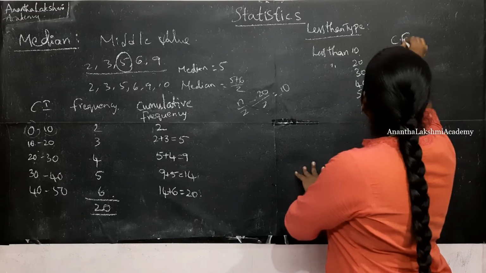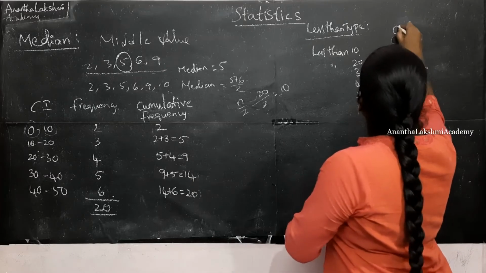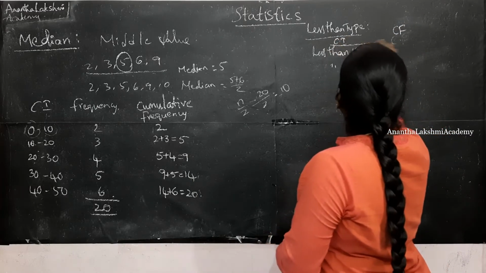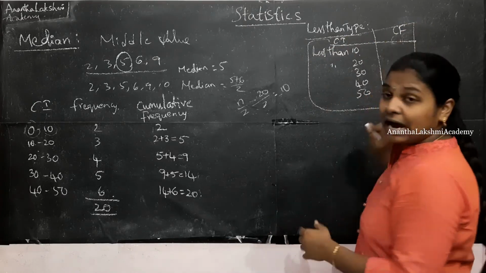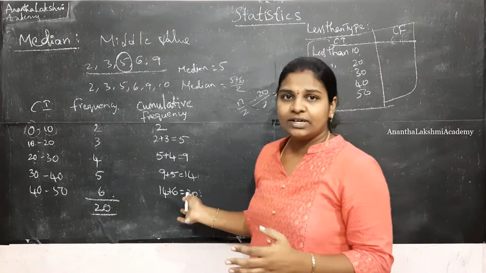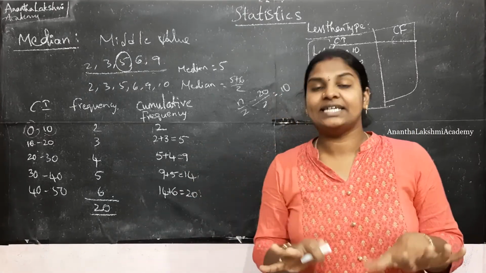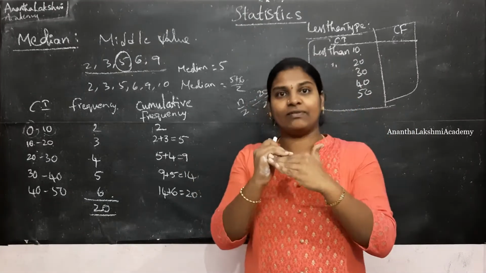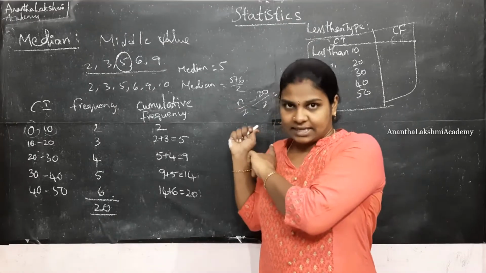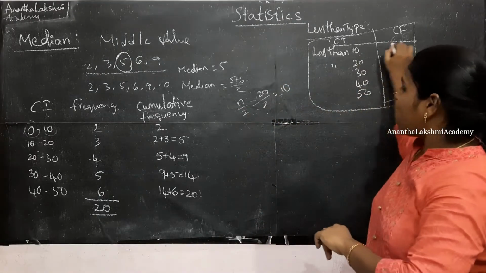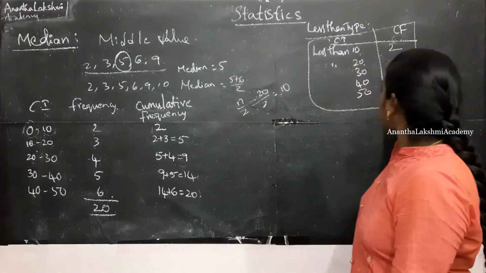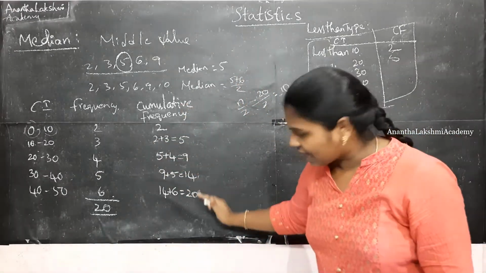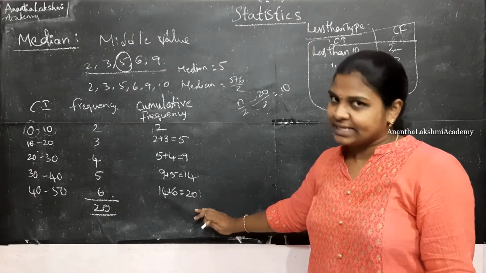The cumulative frequency will be the same thing that we have done. How did we figure out the cumulative frequency? Cumulative frequency is nothing but the sum of the frequencies till that class interval, isn't it? For this, we have 2. For 20, we have 2 and 3. 2 plus 3 is 5. Whatever cumulative frequency we have figured out is less than type, isn't it?